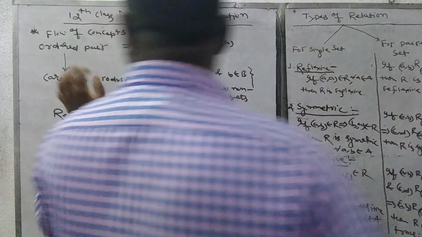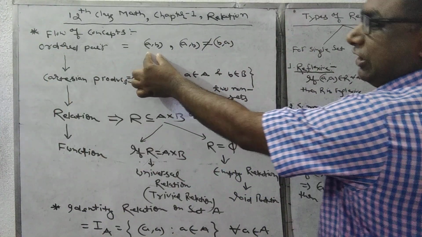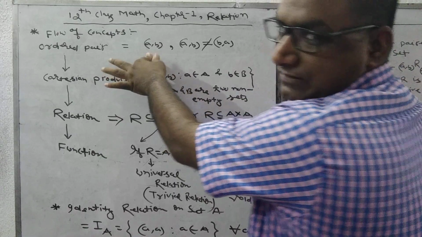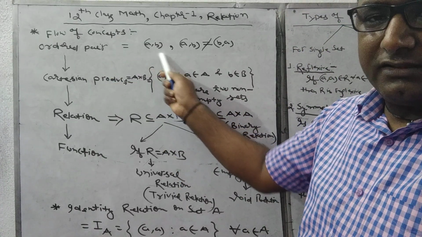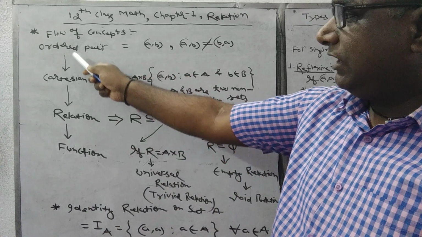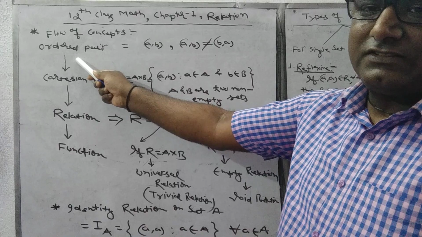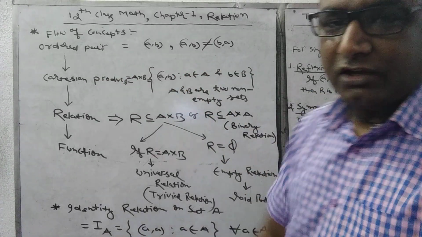So what is an ordered pair? An ordered pair is two elements enclosed within parentheses, (a, b). As the name suggests, order means ordering is important, so (a, b) is not equal to (b, a).